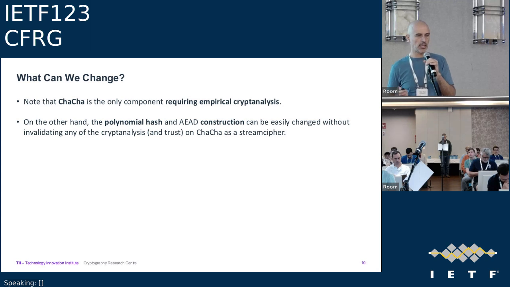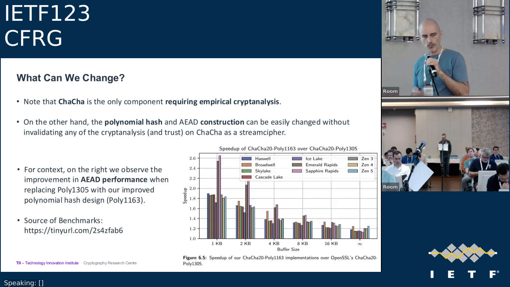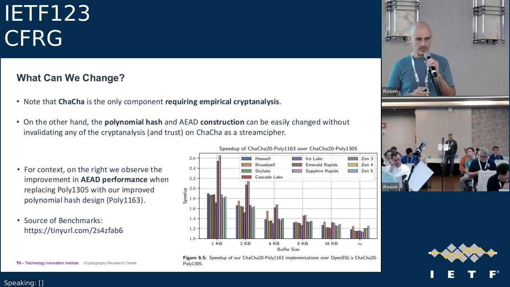For some context, we have a proposal, for example, for an improved polynomial hash called Poly1163. We did some benchmarks, and they show that simply replacing Poly1305 with Poly1163 in this AEAD scheme, ChaCha-Poly1305, we get a speedup of 20% at message sizes of 16 kilobytes. And the speedup is over the whole AEAD scheme, not just the polynomial hash. For shorter messages, the speedup is much higher.